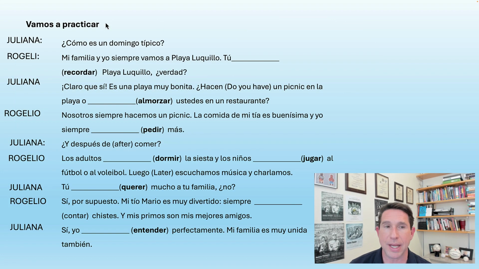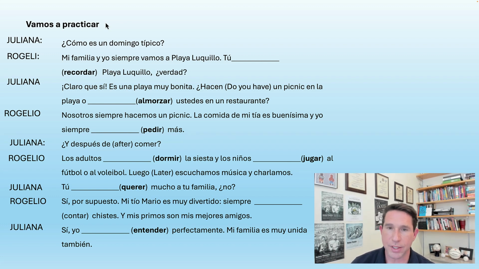So this is from the ebook, but let's do this. A conversation between Juliana y Rogelio. I edited it a little bit, so let's work on it together. ¿Cómo es un domingo típico? Mi familia y yo siempre vamos a la playa Luquillo. Tú blank la playa Luquillo, ¿verdad?